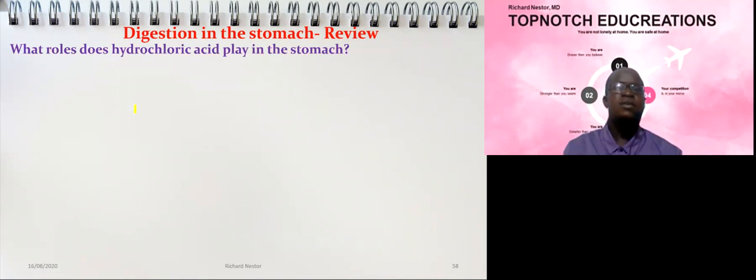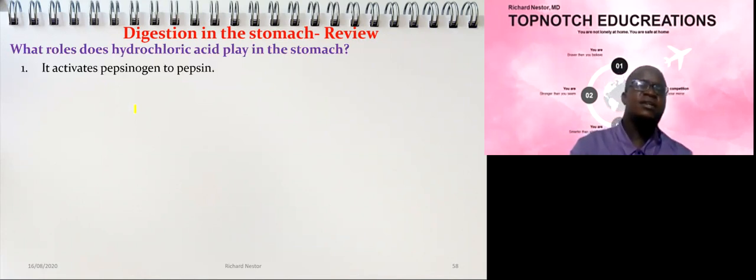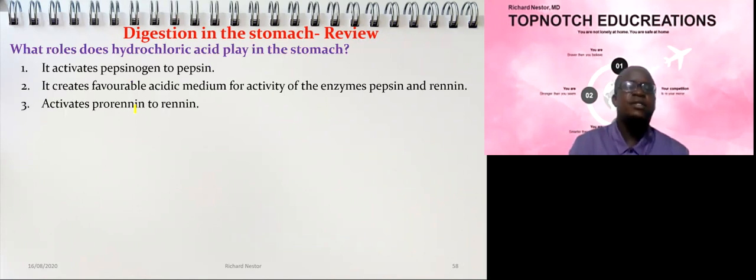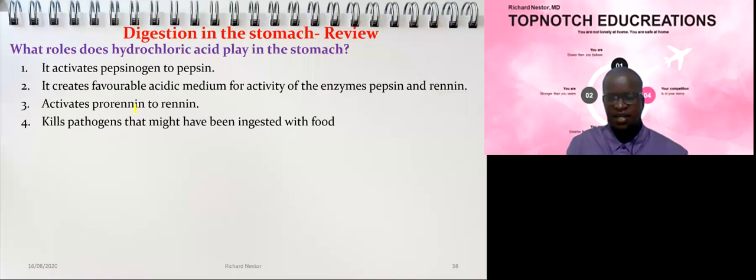So let us review this quickly in a nutshell. What role does hydrochloric acid play in the stomach? We have highlighted the roles there. Take note of them. It has four main roles that it plays there. But of course, there's another role that it does play, which I can also add to this list, which is the fact that hydrochloric acid also initiates hydrolysis of food.